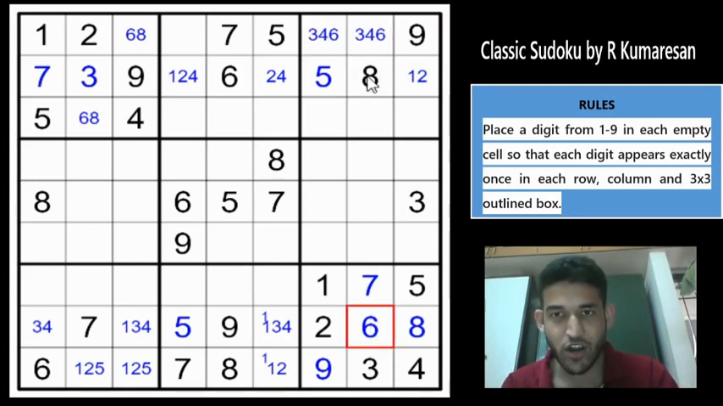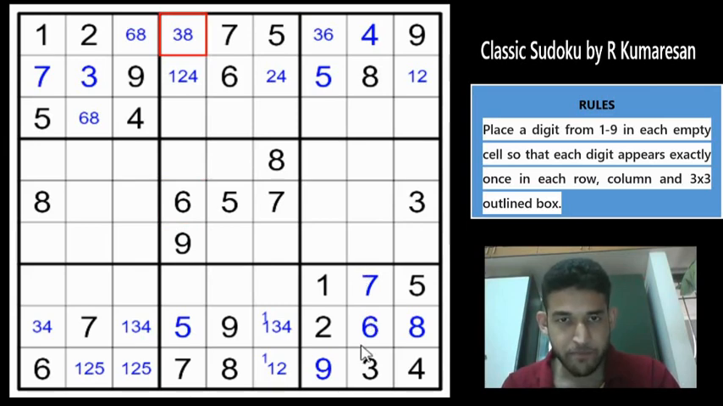So these two cells must be 3, 4, 6 and 3, 4, 6. But you have a 3, 6 in column 8, so this must be a 4. Superb. So we got a 4 here. So this must be a 3 or a 6. And this cell must be 3, 6 or 8. But 6 is here, so this must be 3 or 8. Okay.